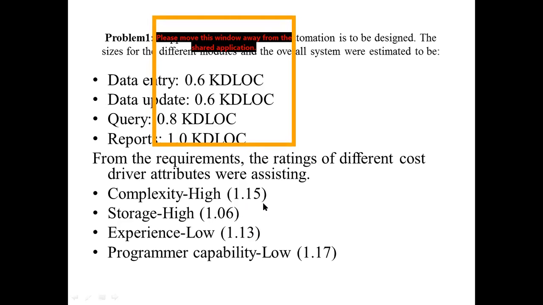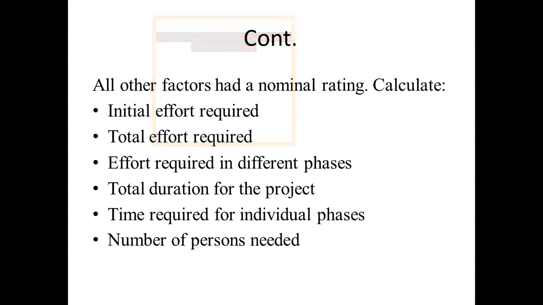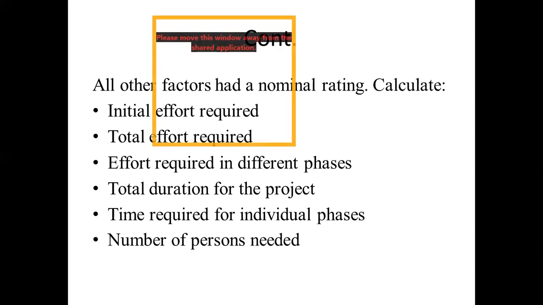So these are the multiplying factors. MF1 is equal to 1.15. MF2 is equal to 1.06. MF3 is equal to 1.13. And MF4 is equal to 1.17. Okay. Now it is saying all other factors have a nominal rating. Nominal rating means the rest of the multiplying factors are equal to 1. So no need to choose from that table, just put 1.